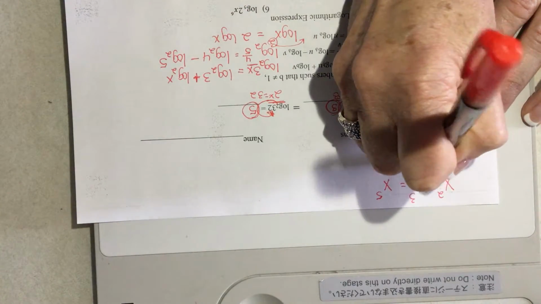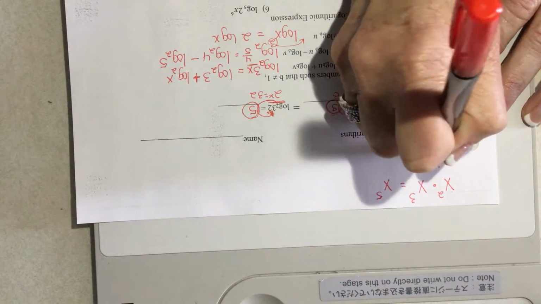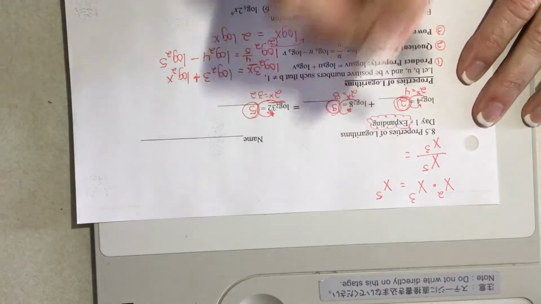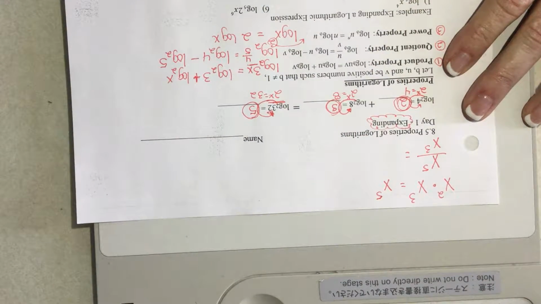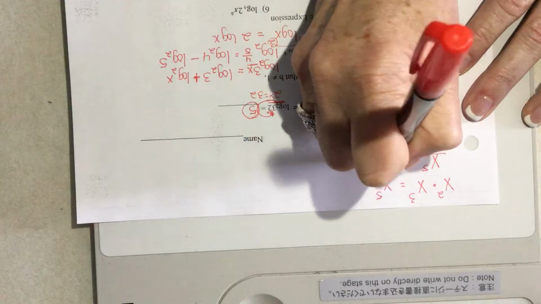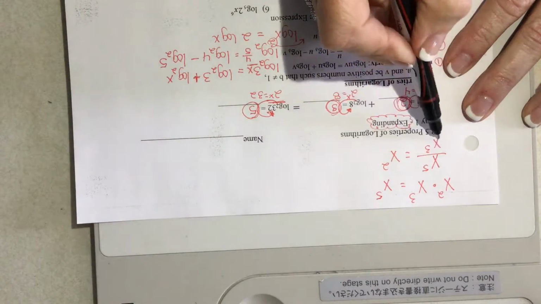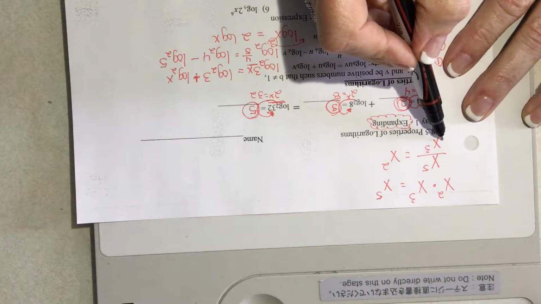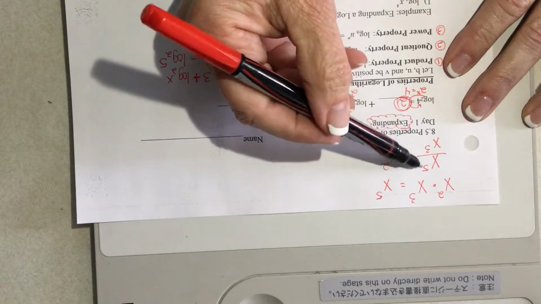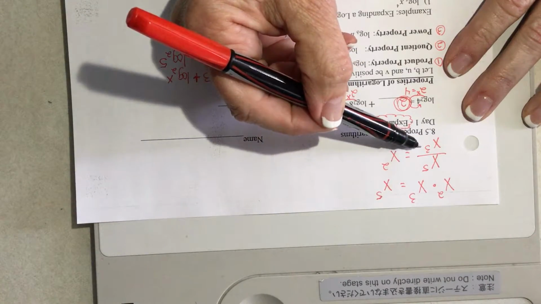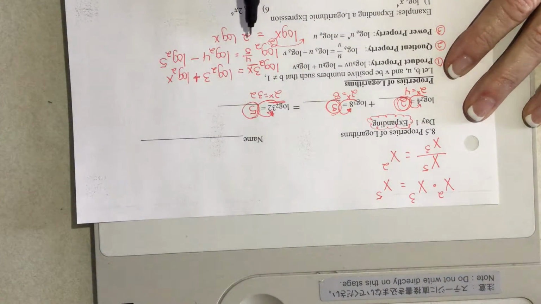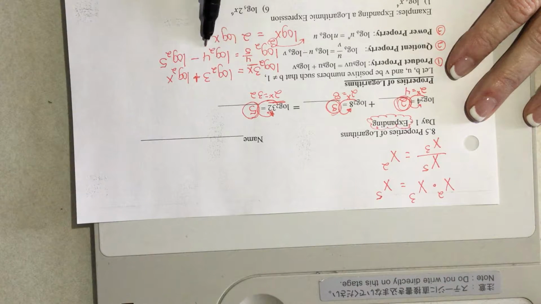We had x to the 5th divided by x cubed. What did that equal? X squared. When I have division, I have subtraction. I subtracted these exponents. 5 minus 3 gave me my 2. When I have division, I have subtraction.